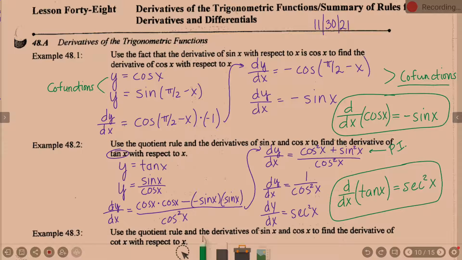Your choice in the future. Every time you use the derivative of tangent, do you want to have to develop it, or do you just want to memorize it? Okay? I mean, worst comes to worst, you can develop it. You can know all that stuff. Okay, questions there?